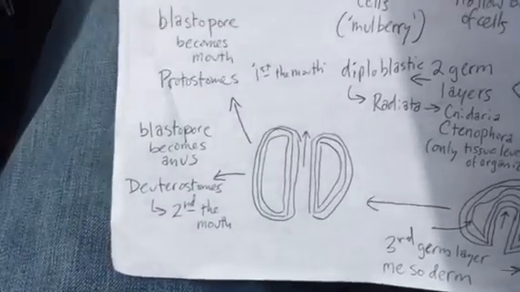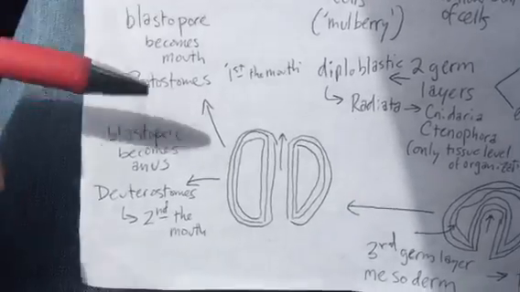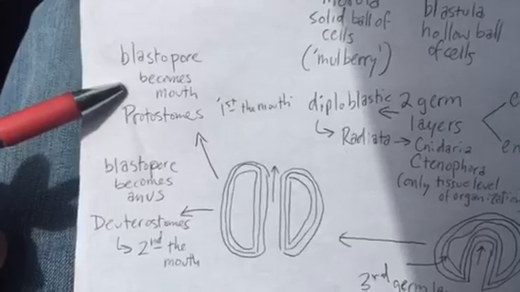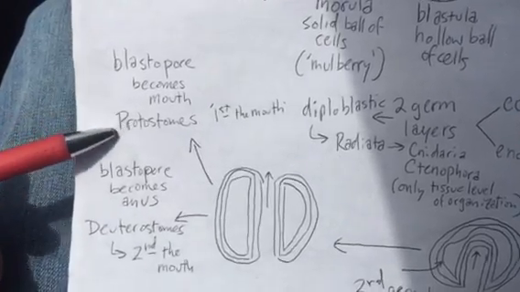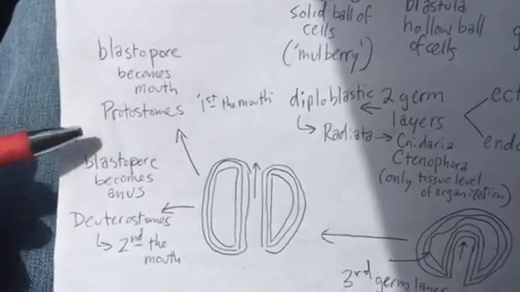Okay, so what happens next is one of a couple of things. One thing is that the fate of the blastopore is that it's going to become the mouth. And these organisms are called protostomes, and we'll talk about the protostome lineages later.